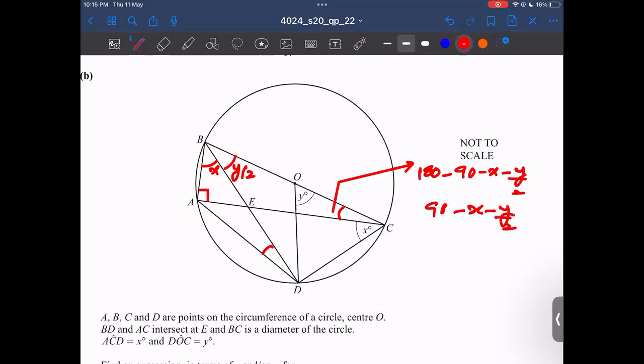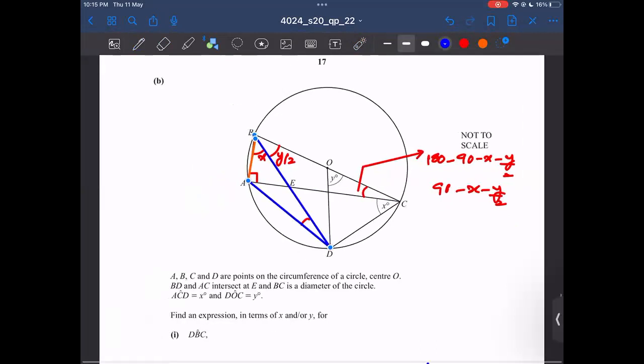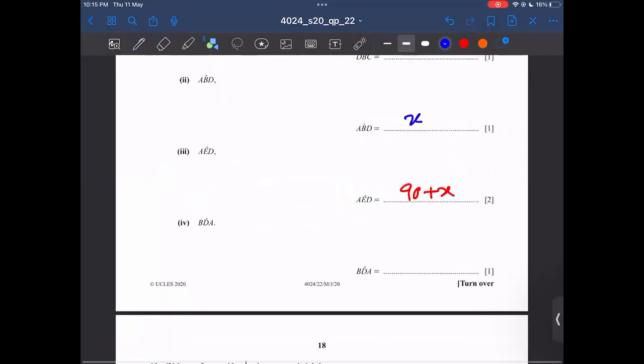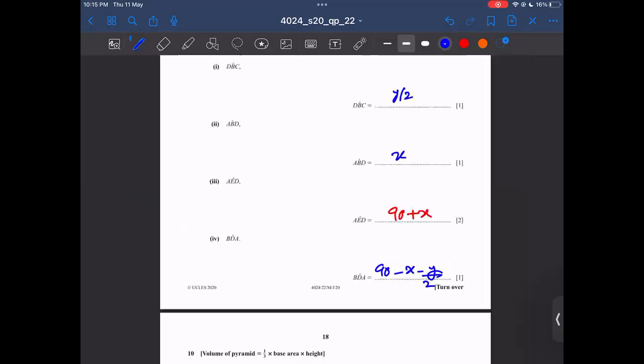Since you have this chord over here, and this chord makes an angle at the circumference over here, the same angle is going to be equal at this angle. See, the same thing is going to be over here: angle in the same segment. So angle BDA is 90 minus x minus y by 2. So this one is a pretty tough question to find out the value of the BDA angle.